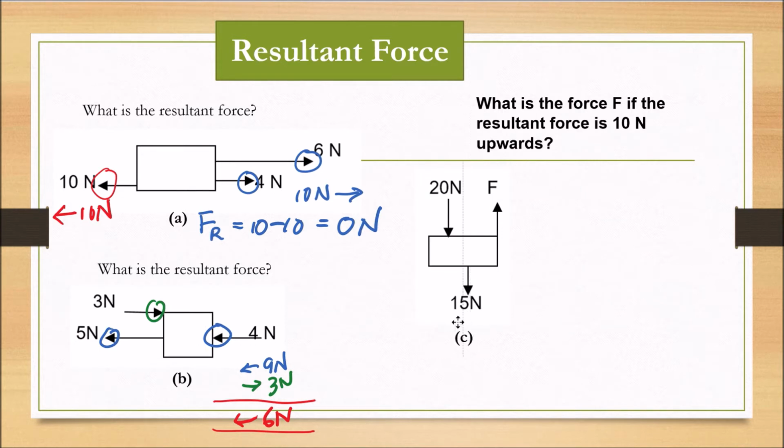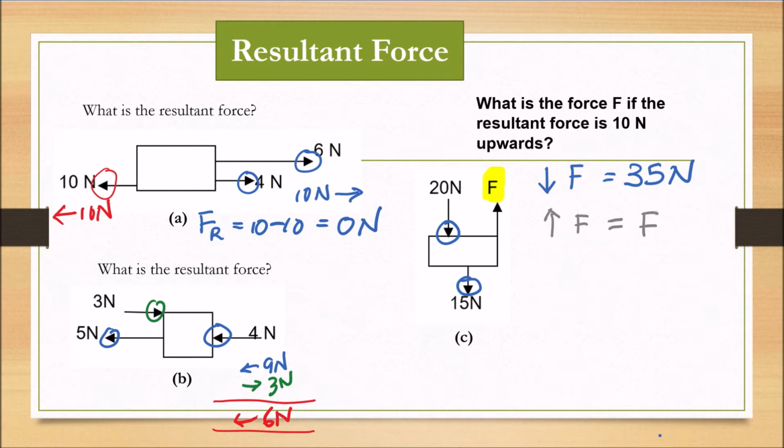For C, the question asks for the amount of F. The question is asking you what is F if the resultant force is 10 Newtons upwards. So we need to do a little bit of work here. Let's first of all calculate the total downward force. The total downward force will be 20 plus 15, so that will be 35 Newtons. And the upward force is F. I don't know what that is.